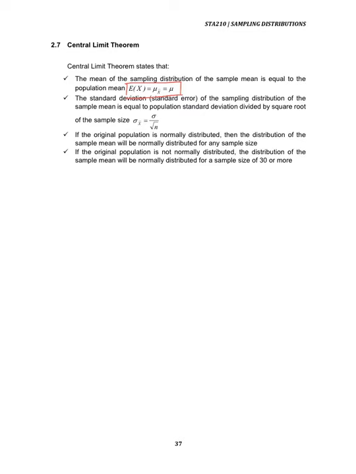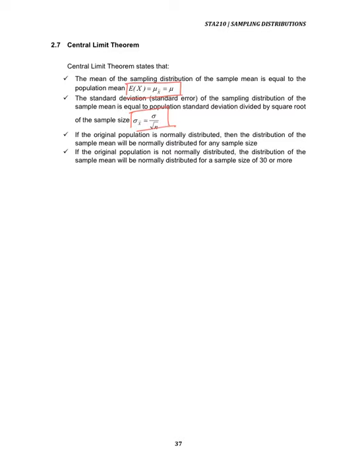Okay, the second, the standard deviation or standard error of the sampling distribution of the sample mean is equal to the population standard deviation divided by the square root of the sample size n. So to find the standard error of the sampling distribution of the sample mean, we divide the population standard deviation by the square root of the sample size. The mean will be equivalent to the population mean, but for the standard error, the standard deviation, we have to divide by the square root of n.